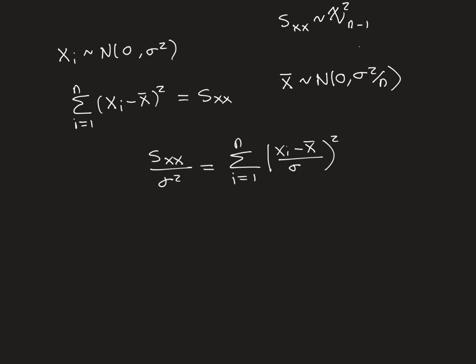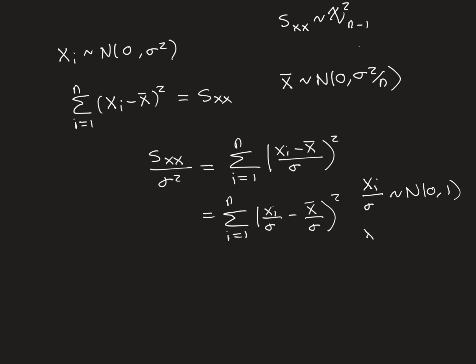So it's become this. And now what we can do is think of this as the sum from i equals 1 to n of (xi over sigma minus x bar over sigma) squared. And now why is that such a clever thing to do? Well, now, how is xi over sigma distributed? It's distributed normal 0, 1. And how is x bar over sigma distributed?